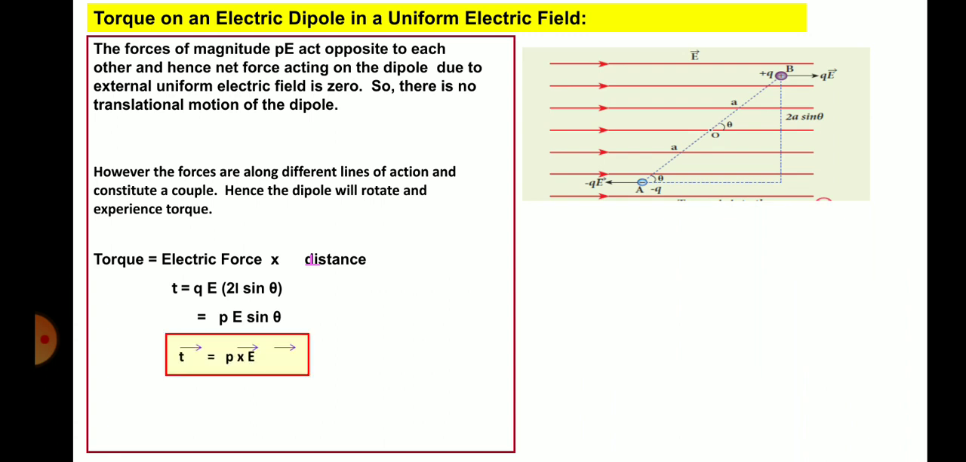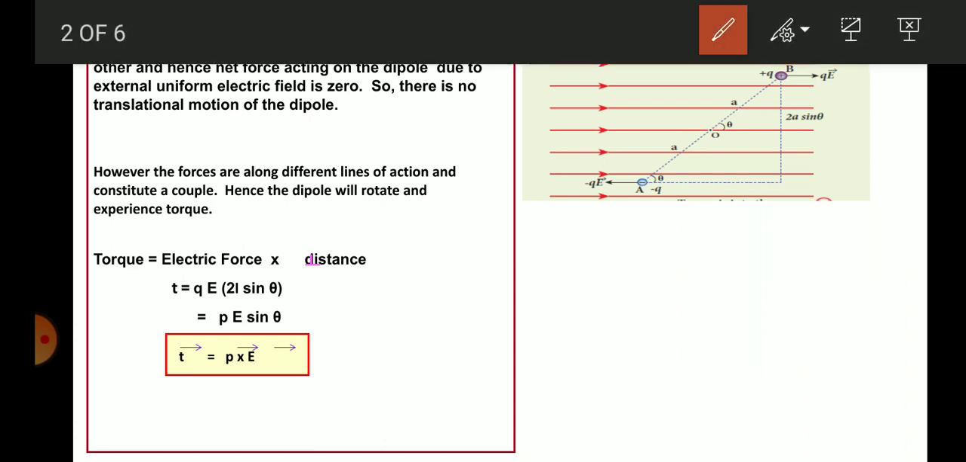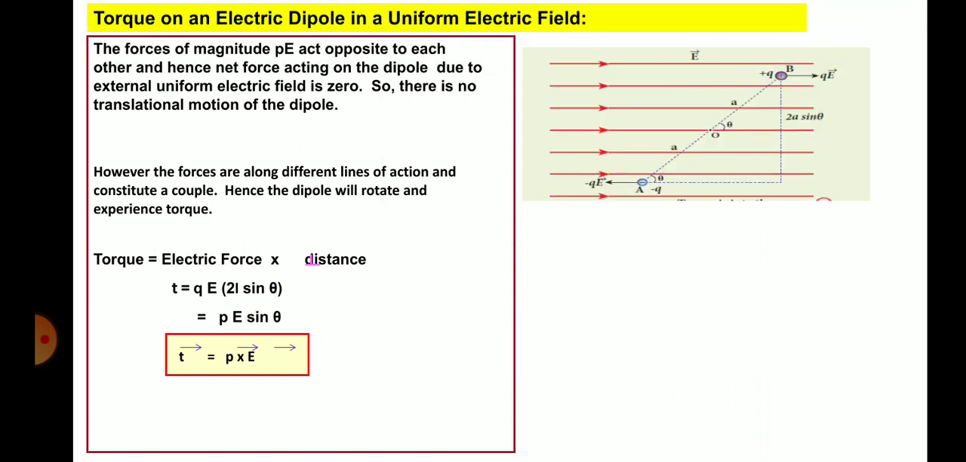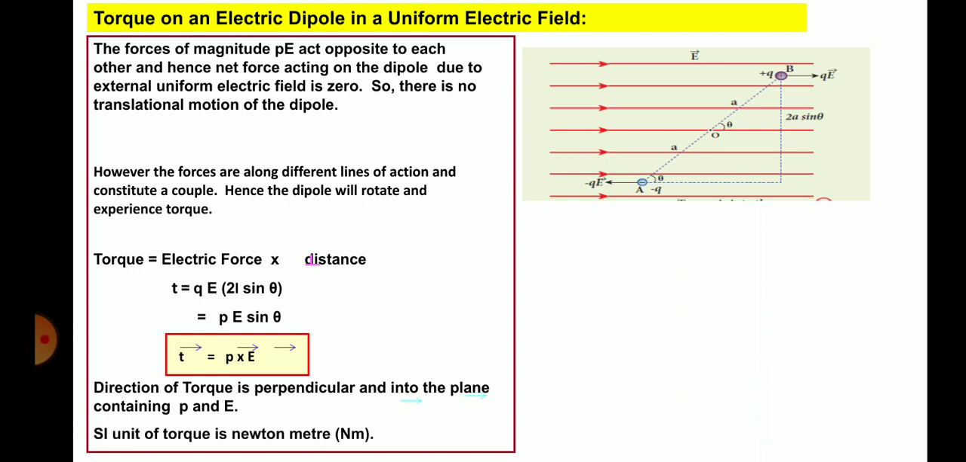In vector notation, the tau vector. See, it looks like T, correct? It's not like T. The tau should be written like this. Okay. Then torque tau is equal to P vector cross E vector. It's a cross product because the product comes with sin theta. Okay. Then the direction of the torque is perpendicular, into the plane of the dipole moment and the electric field.